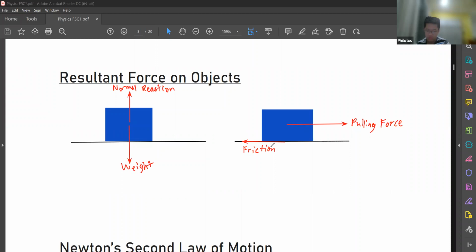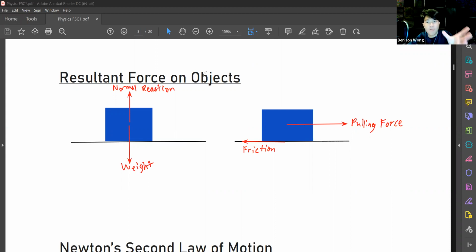So this is resultant force. Resultant force is the total force acting on the object. If same direction, then you add them together. If opposite direction, you take the bigger one minus the smaller one, then that will be the resultant force.